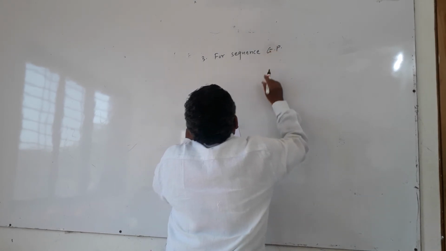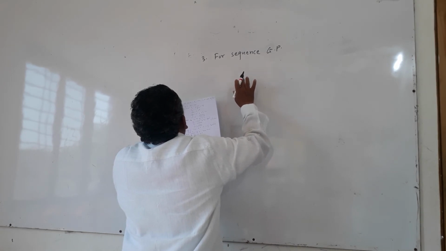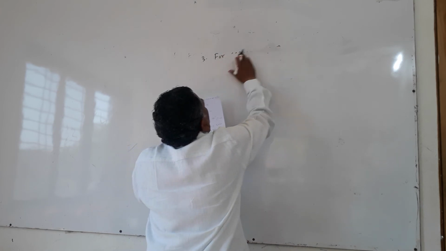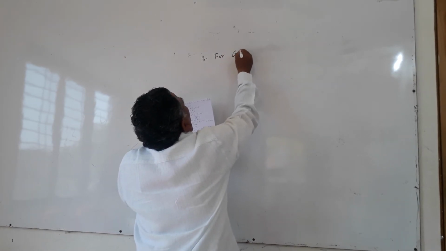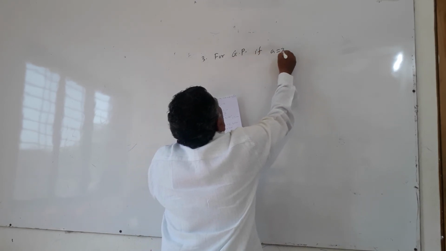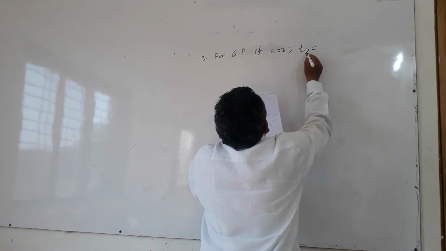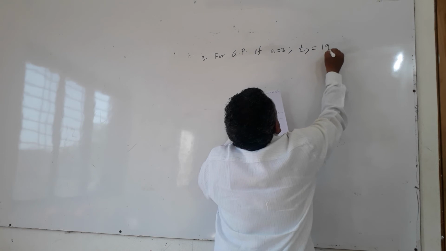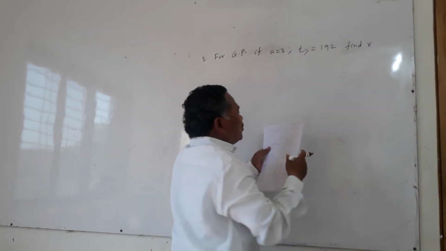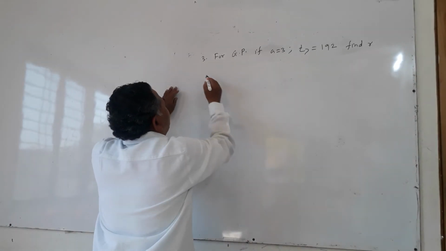Next example, for a sequence GP, that is for geometric progression. If A equal to 3 and T7, that is t sub 7, equal to 192, find r, the common ratio. Remember, find r means common ratio. That is very simple.